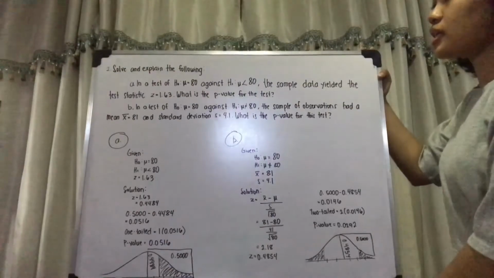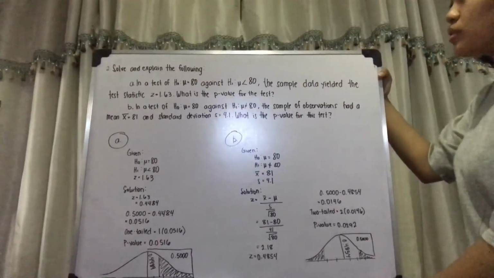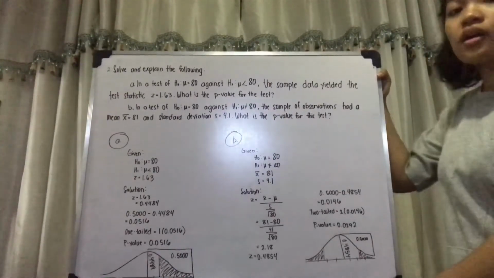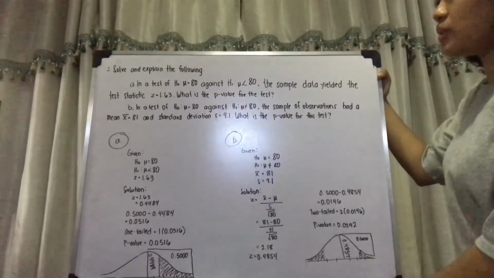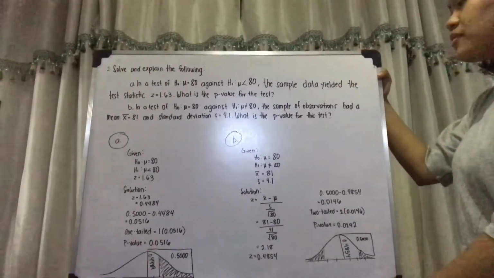Or letter B, in a test in which the null hypothesis states that the population mean is equal to 80 against the alternative hypothesis which states that the population mean is not equal to 80. The sample of observations had a sample mean of 81 and standard deviation of 4.1. What is the p-value for this test?